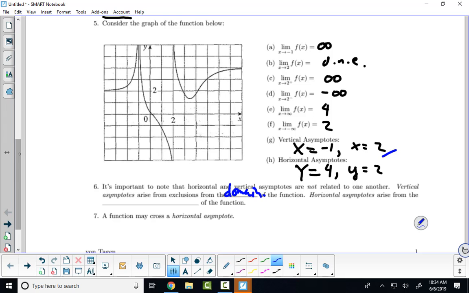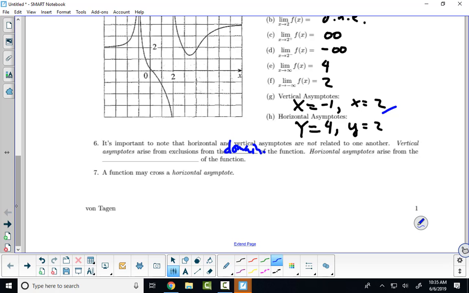Now, just because the function's undefined at, say, x equals 7, doesn't mean I'll have a vertical asymptote there, but I might. So I need to go explore what's happening around 7. But vertical asymptotes and holes arise from exclusions in the domain. So vertical asymptotes are more related to holes than they are to horizontal asymptotes. What do horizontal asymptotes have to do with? They have to do with the long-term behavior.